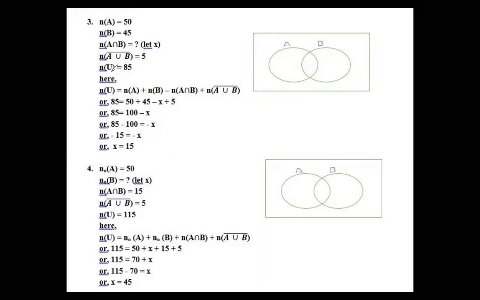Instead of finding n(U), let us find out the intersection. So let us take it as X. So n(A) 50, 45, intersection we don't know, so complement is 5. So n(U) is 85. So how will you find out n(U)? So it is only A or n(A), so here it should be minus. In case of intersection, it must be minus.